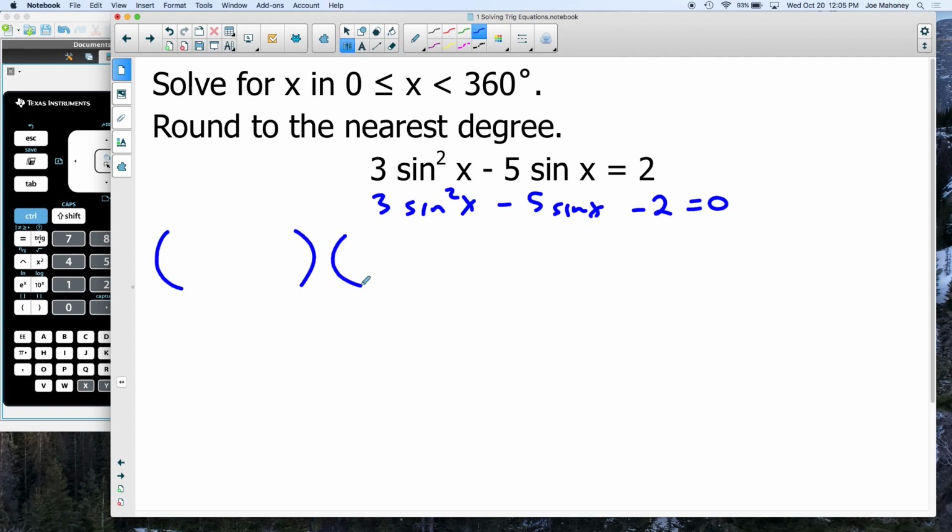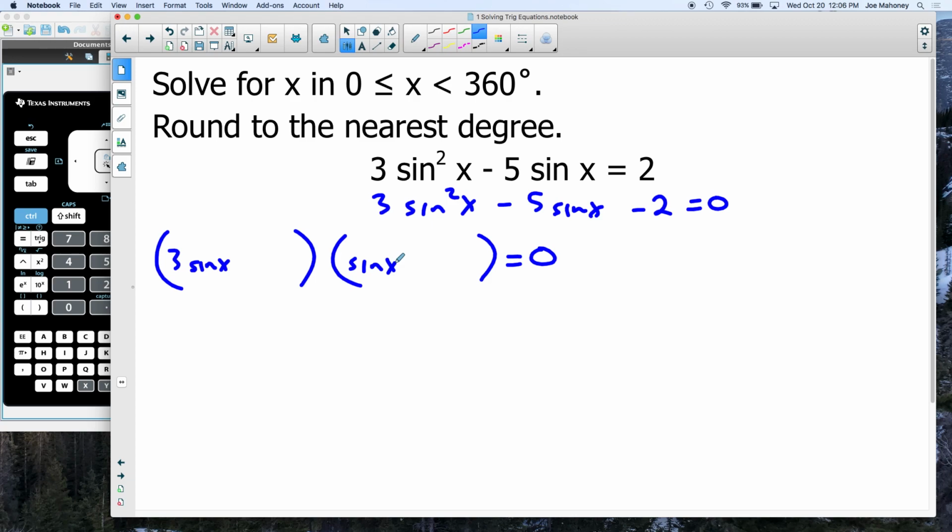There's no common factor, so I'm going to make 2 sets of parentheses. Let's see, I'm going to need a 3 sine squared x. So that's probably going to be a 3 sine x and a 1 sine x. And I need numbers that multiply to 2. Okay, but when I then do my other combinations, they've got to combine to a -5 sine x.